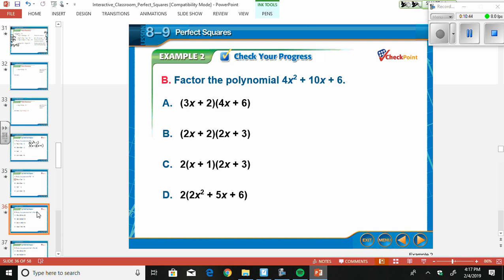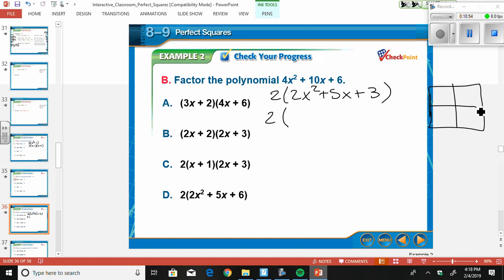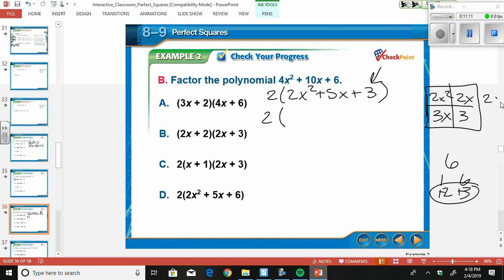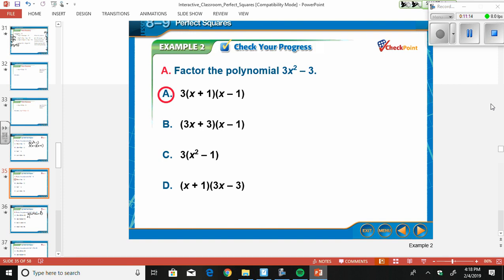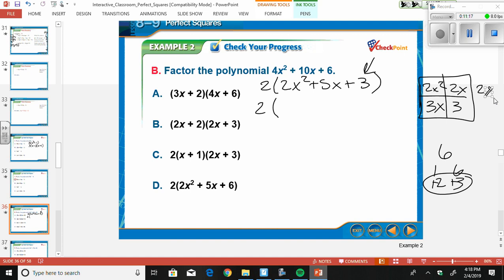Let's see, do we have anything in common? We have 2. That leaves us with 2x squared plus 5x plus 3. 2, and then our window. Because it's not a perfect square here, so 2x squared and 3, so that's 6. 1 and 6, 2 and 3, both of them can be 5, but only one way can they both be positive here. So we have a 2x and an x, and a 3 and a 1. We said everything had to be positive. So 2x plus 3, x plus 1, so C.